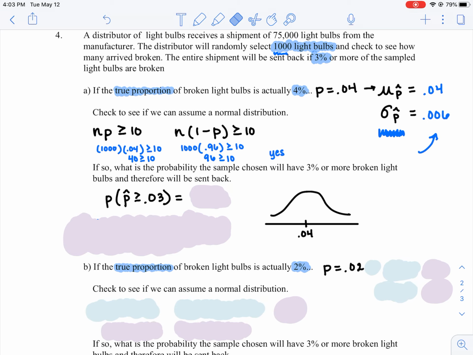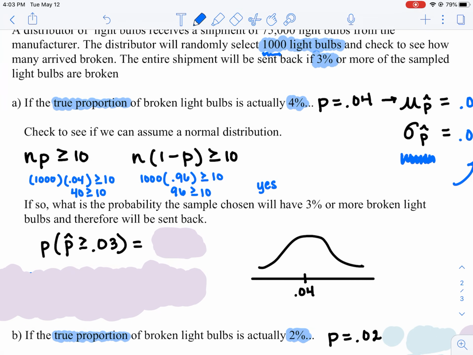So these are the things that you need to put into your calculator, which I showed you that answer, but I'm going to pause this and put the question in my video anyway. What is the probability that if you have a mean of 0.04 with a standard deviation of 0.006, what's the probability that you are going to get a shipment greater than or equal to 0.03, 3% of the light bulbs damaged? Go ahead, calculate that now.